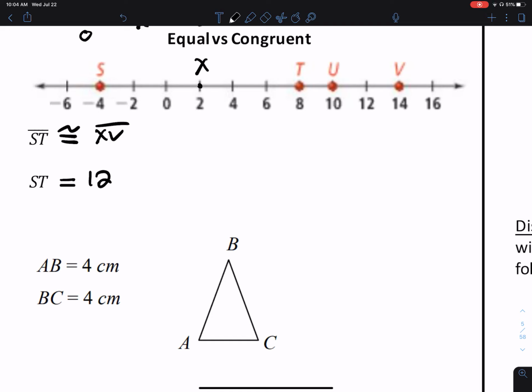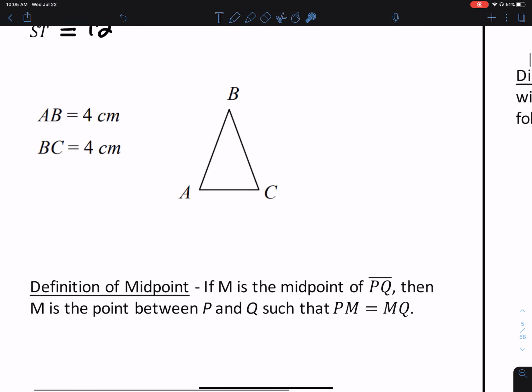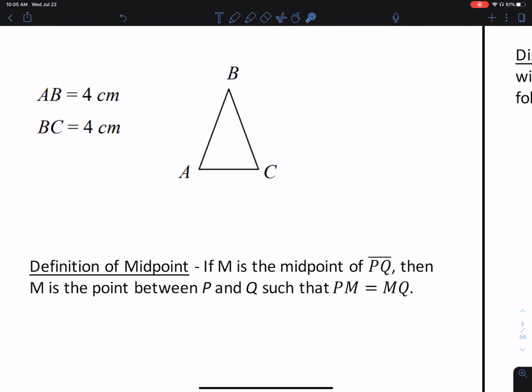Let me repeat this again. Pictures are congruent. The numbers are equal. This is referring to the physical drawing, segment ST. This is referring to the length of the segment, segment ST. Equals is for numbers. Congruent is for pictures. You will hear me say that 1.9 billion times.